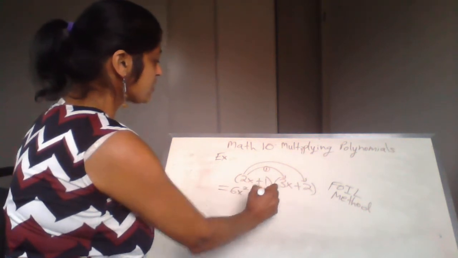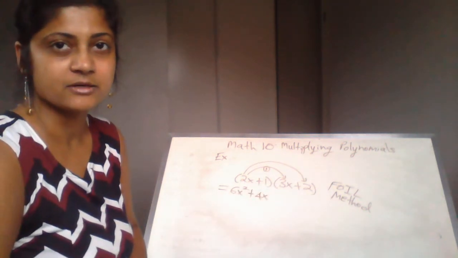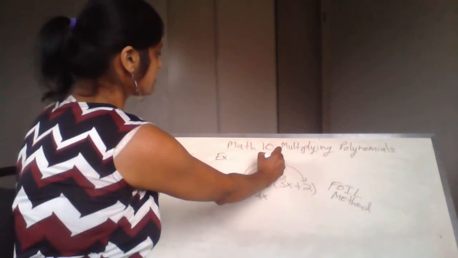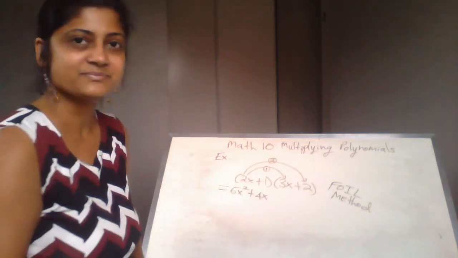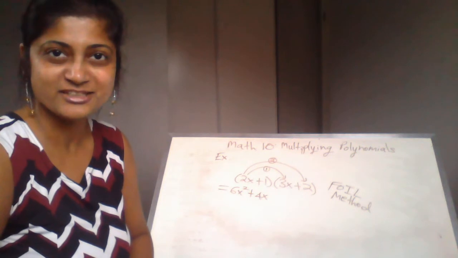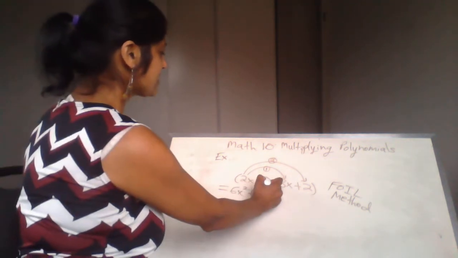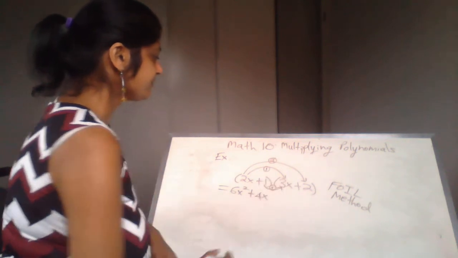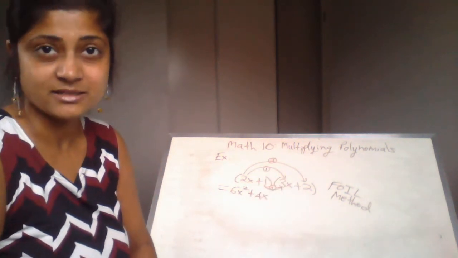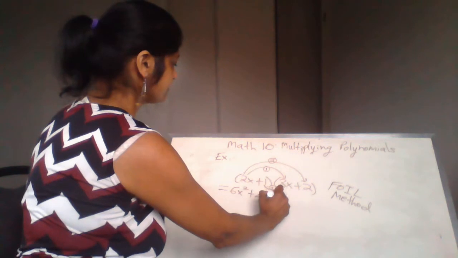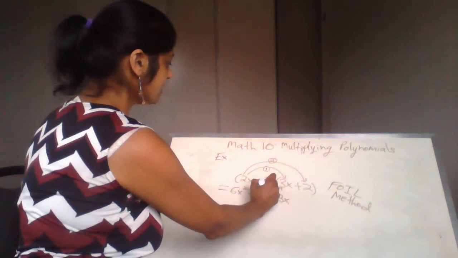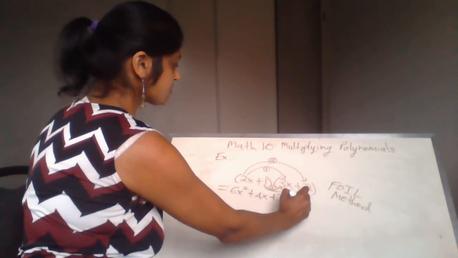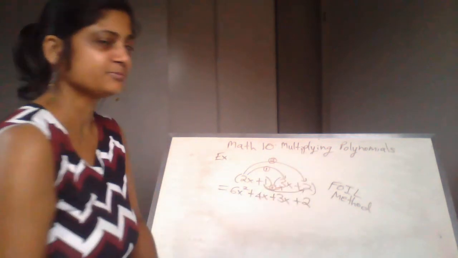Again, make sure you are watching the signs that are in front of the number. So this is the second thing that we are multiplying. Is everyone good so far? Okay. So then we're going to take the second term in the bracket. So I'm going to put number 3. I'm doing 1 times 3x, which is 3x. And in the last term, I'm going to do 1 times 2, which is equal to 2.